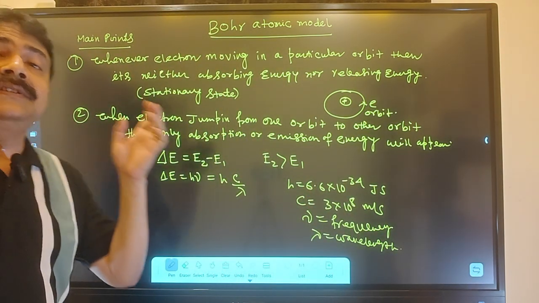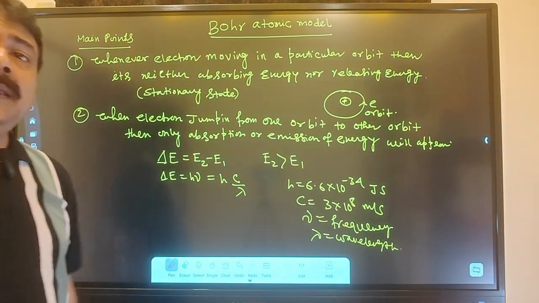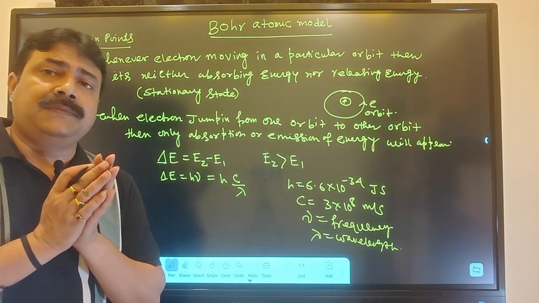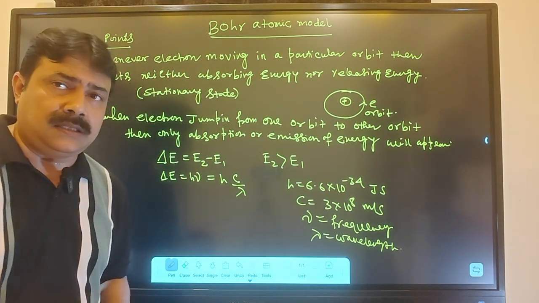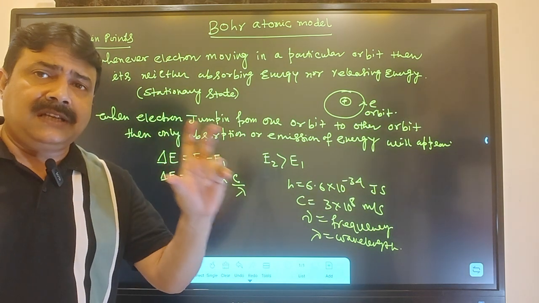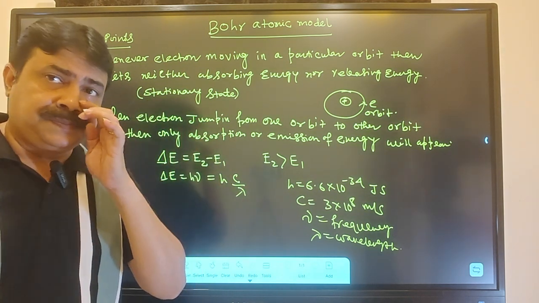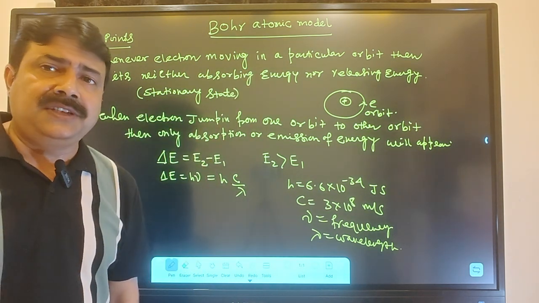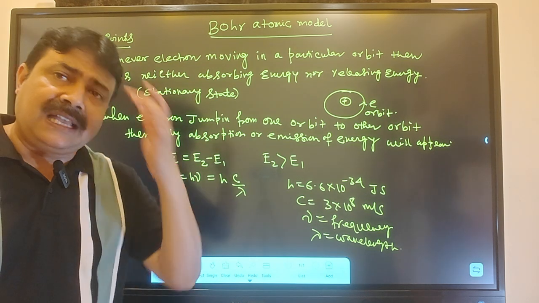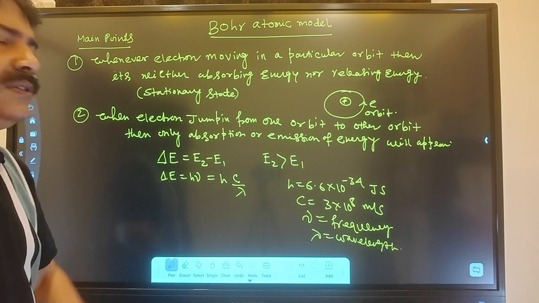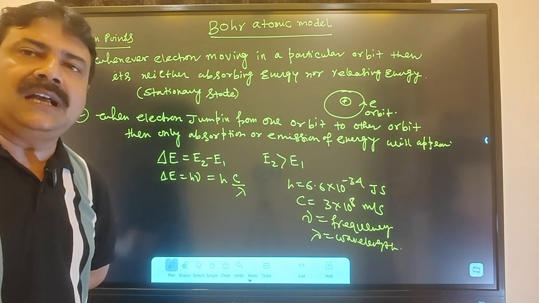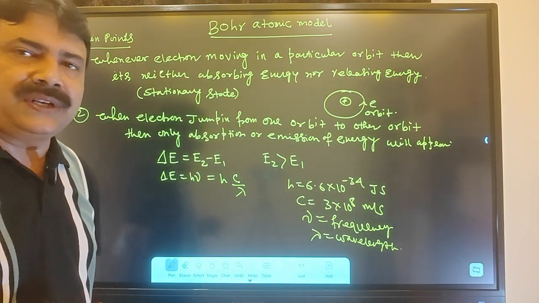When the difference of energy comes into the picture: when there is absorption of energy, the electron is going from a lower energy to a higher energy orbit, and the difference of energy has to be absorbed. And when the electron is coming from higher energy to lower energy, then energy has to be released. And that is delta E. Delta E equals E2 minus E1, higher energy minus lower energy.